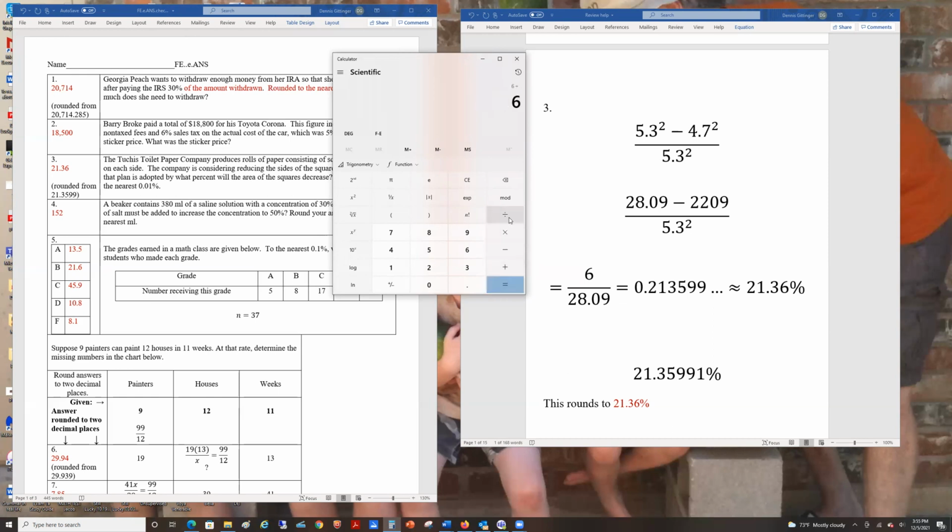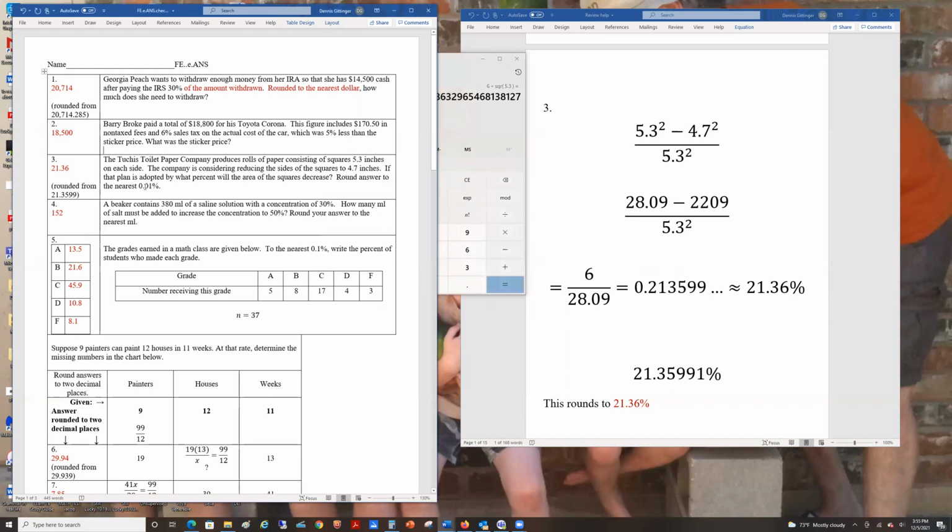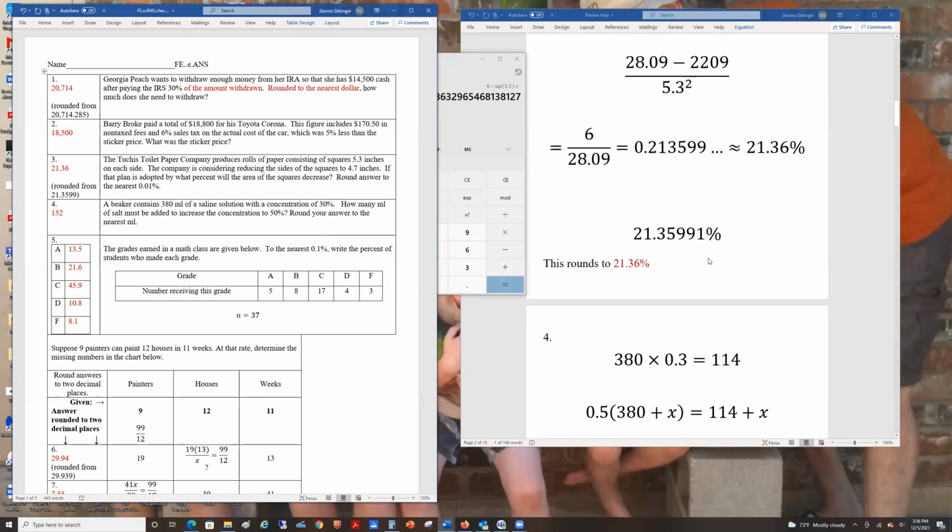And that's going to be divided by 5.3 squared. And when I hit the squared button, it's going to square 5.3. When I hit the equal sign, it will divide, because squaring exponent comes before division. And that turns out to be, oh my goodness, 21.36%, because it says to round it off to the nearest 0.01. 0.01 has 2 decimal places, and so should the answer by those directions.